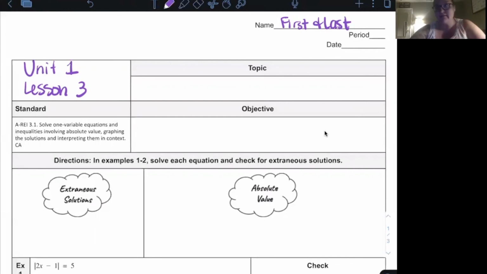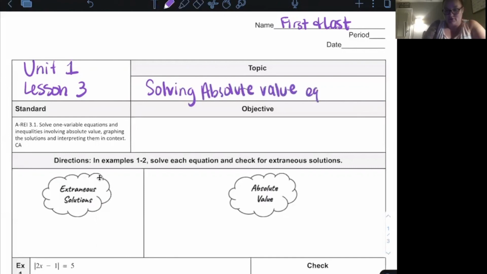All right, so today's topic is we are going to be solving absolute value equations. So this should definitely be a review of something that you learned in Algebra 1.